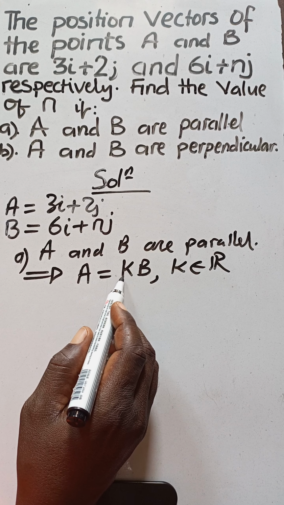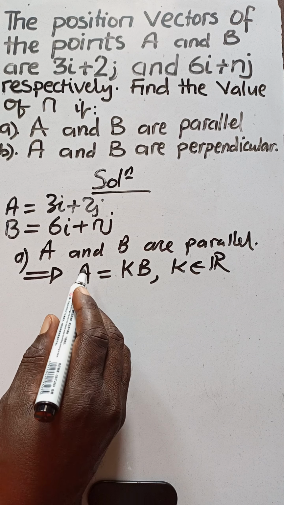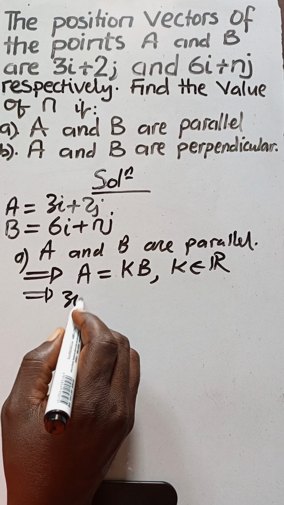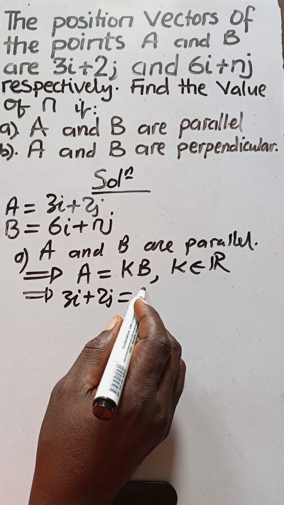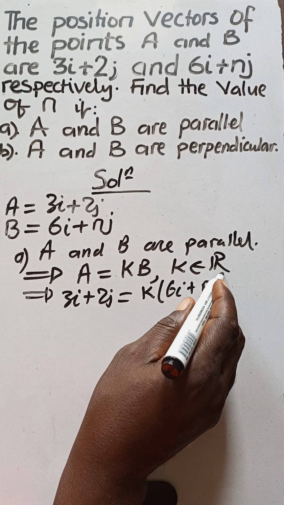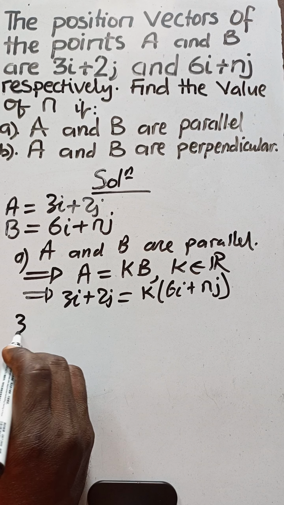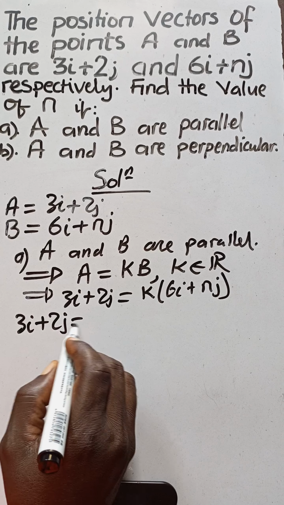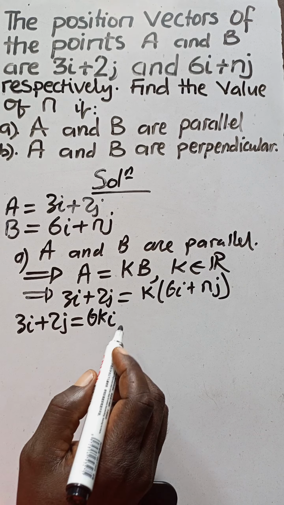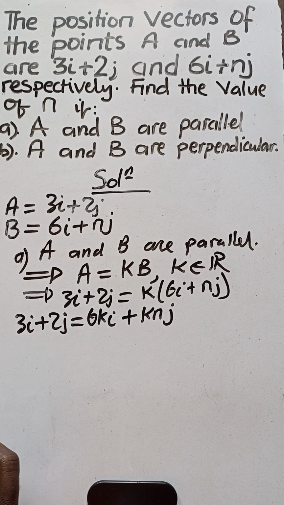If we can come up with any real number k such that this equation is true, then the vectors A and B are parallel. Now let's put in the vectors A and B. So A, 3i plus 2j, is equal to k into 6i plus nj. Now let's open this parenthesis. So we have 3i plus 2j is equal to 6ki plus knj, when we take this k and multiply to 6, and this k and multiply to n.